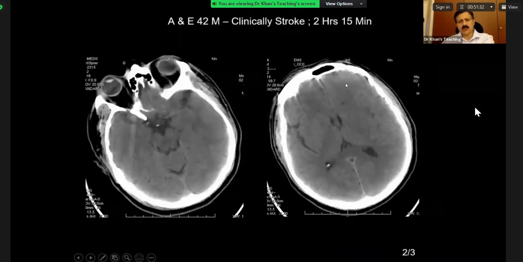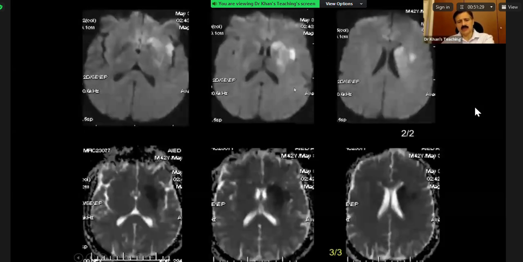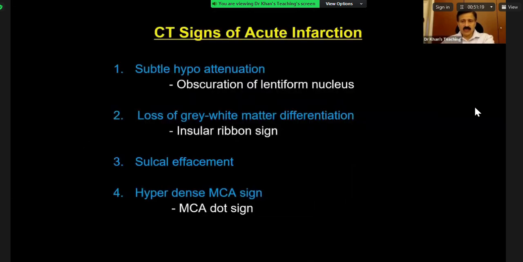Now, this particular case was at 2 hours 15 minutes, and there was restricted diffusion on this, which shows that there is an acute infarction. Now, quickly, we are going to candidate 7. Please raise your hand. Now, quickly, we are going to go through cases of acute infarctions which can come in the exam. But before we do that, a few signs which are important for the exam.